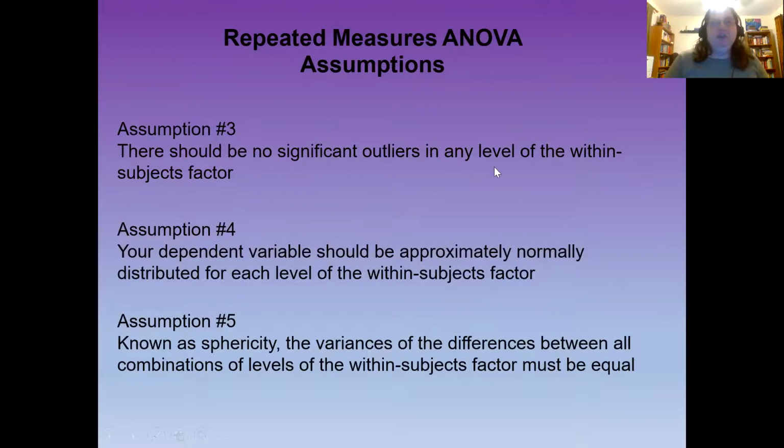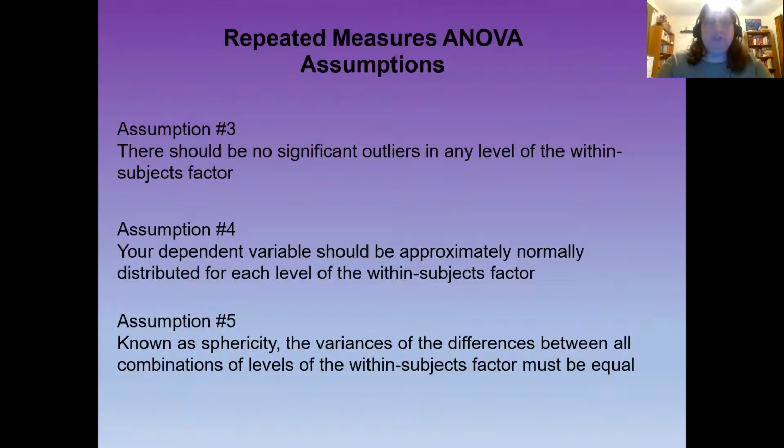All right. There should be no significant outliers in any level of the within subjects factor. So that's probably no surprise. We've talked about no significant outliers before. Your dependent variable should be approximately normally distributed for each level of the within subjects factor. Also no surprise. That's getting back to our Shapiro-Wilk that we've been using. This one's new. Known as sphericity. The variances of the differences between all combinations of levels of the within subjects factor must be equal.